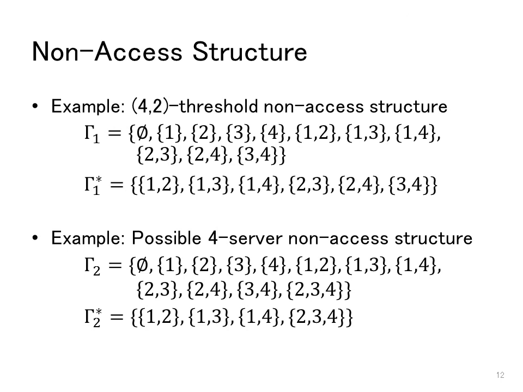These are examples of non-access structure. We will also come back to these examples again later. The first one is the 4-to threshold non-access structure, denoted by gamma 1. There are 4 servers, and any subset of size at most 2 cannot learn the secret. The maximal non-access structure of gamma 1 is gamma 1 star. In the second example, we add the set of 2, 3, 4 to gamma 1. We call it gamma 2. The maximal non-access structure of gamma 2 is gamma 2 star.